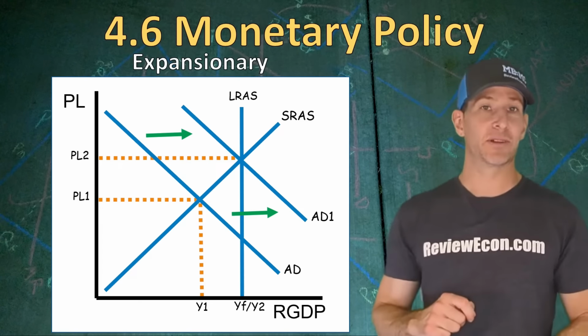If, on the other hand, we have an inflationary gap, then central banks will use contractionary monetary policy to fight inflation. If there are scarce reserves, they can sell bonds, raise the discount rate, and raise the reserve requirement to decrease the money supply.